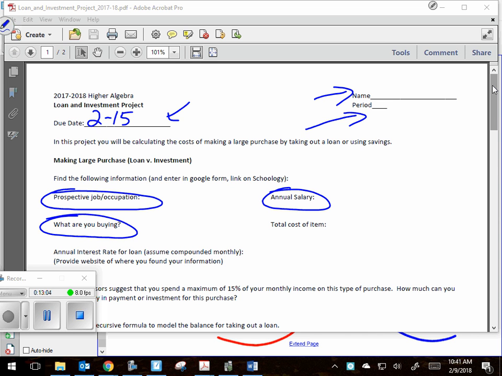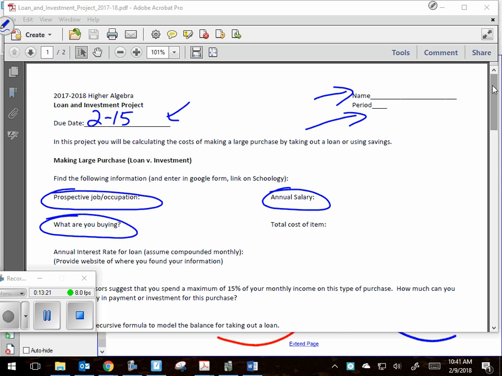What are you buying? Now, this is kind of weird. Some of you might be like, I'm really careful with my money, I'm not going to buy anything. But for the imaginary scenario, pick something that would be fun for you. Maybe you love the water and you would love to have a boat. Okay, so buy a boat.